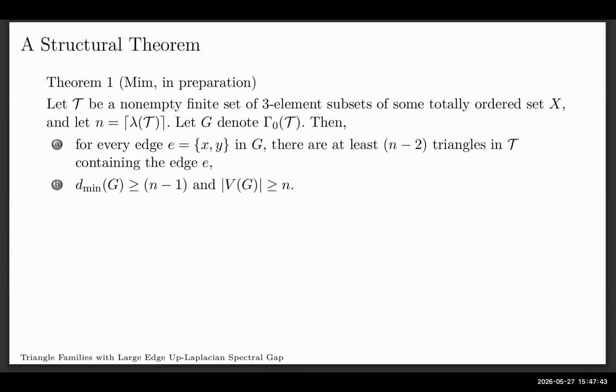Okay, so the first result is that I'm going to call the lambda of a fixed triangle family just lambda instead of lambda of t. It turns out that you can do a standard Rayleigh quotient trick with the indicator vector of a vertex or an edge to prove that the support graph will have at least n vertices, where n is the ceiling of the lambda of the triangle family, and the minimum degree, that's the important one, is at least n minus 1. So the minimum degree in the support graph is at least the ceiling of lambda minus 1, and every edge is contained in at least ceiling of lambda minus 2 triangles.